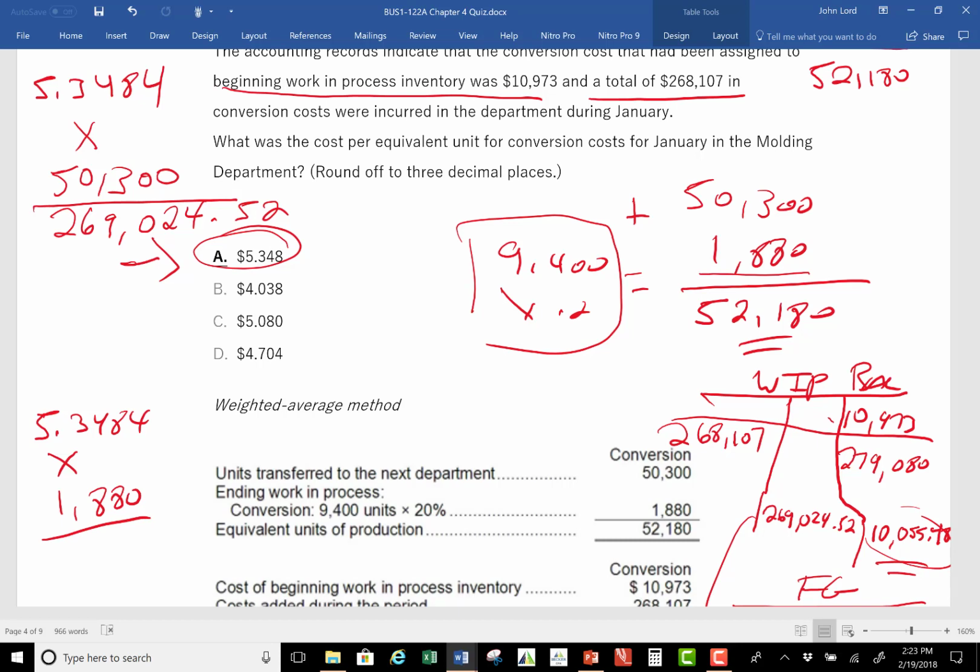What do we get? 10,054.992. Okay, close enough, right? So a little bit of rounding error in there. I'm not going to trip off of a dollar or whatever many cents that comes up to.